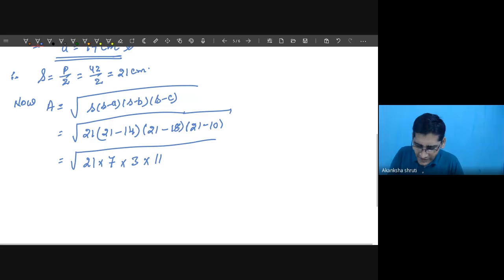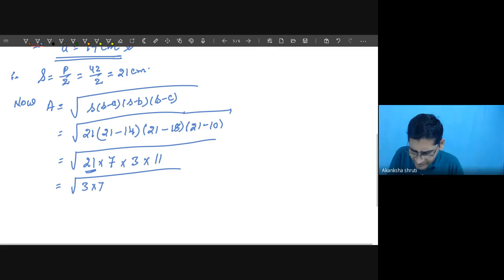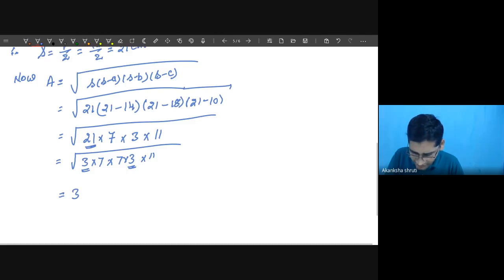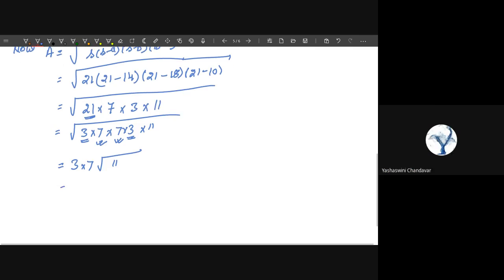Now, students, you have to take it out. For that, you shall go for factorizing. How can this 21 be factorized? 3 into 7 or 7 into 3 mean the same thing. The other 7 and 3 are already there, into 11. Now see, these 3 and 3 will form one pair, so 3 can be taken out. And 7 and 7 is the other pair, so 7 can be taken out. What will remain inside the root? 11. Root 11.